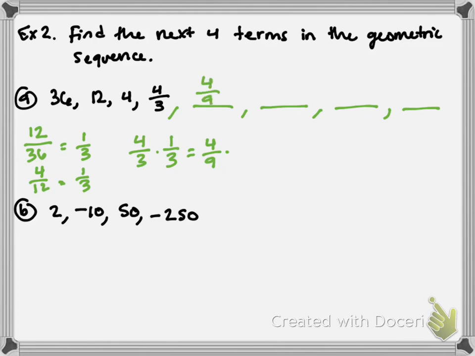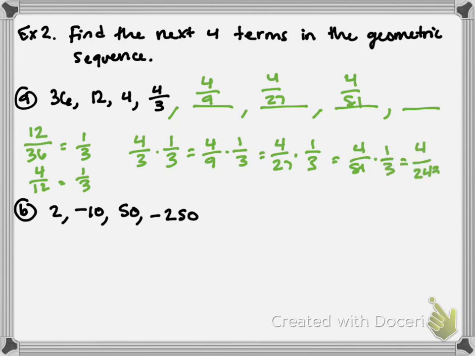Multiply 4/9 by my common ratio, and I would get 4/27. Multiply 4/27 by my ratio, and I would get 4/81. Multiply 4/81 by my ratio, and I would get 4/243.